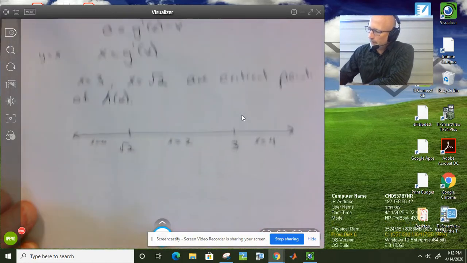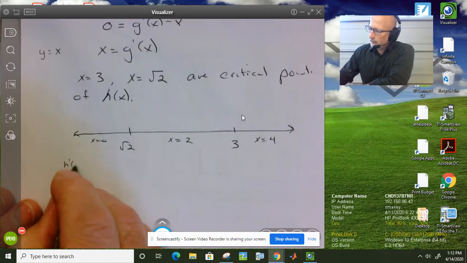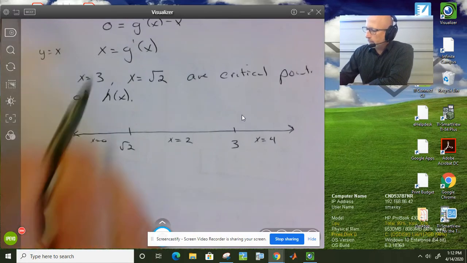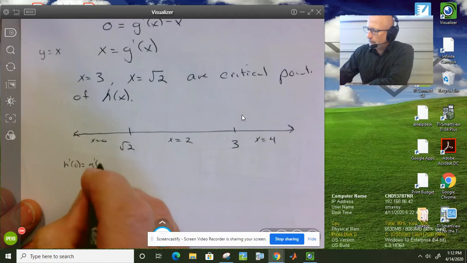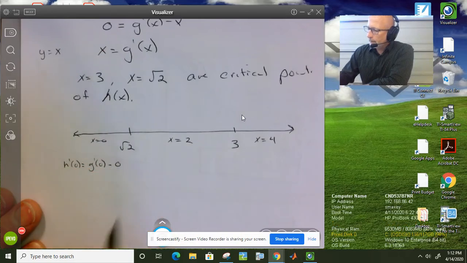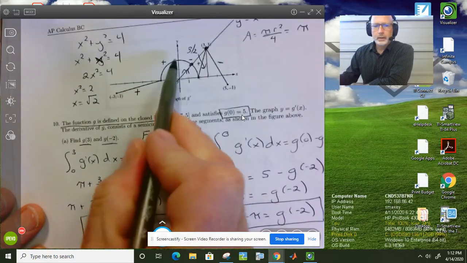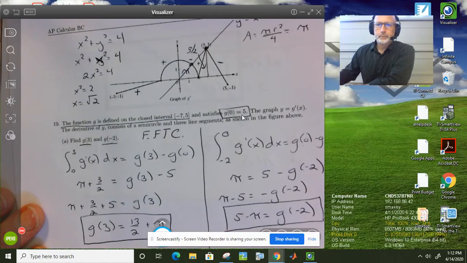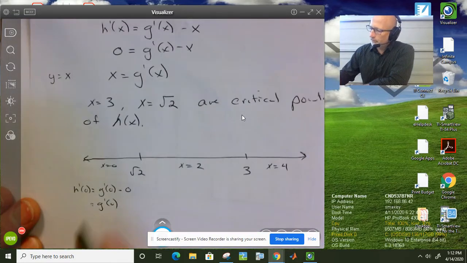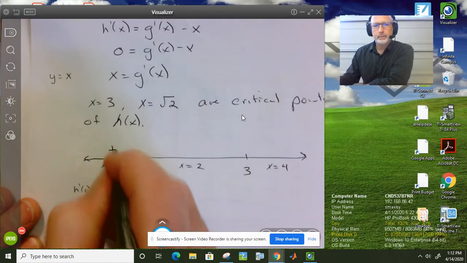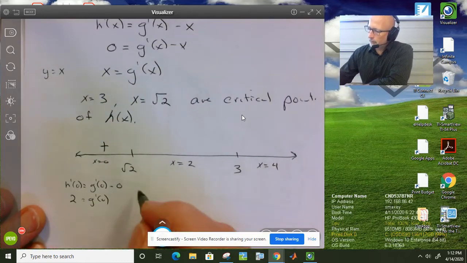Okay, so I need to figure out what h prime of 0 is equal to. H prime of 0 is g prime of 0 minus 0. So this is just g prime of 0. G prime of 0, this is g prime, is 2. So we have 2. So this is a positive value.